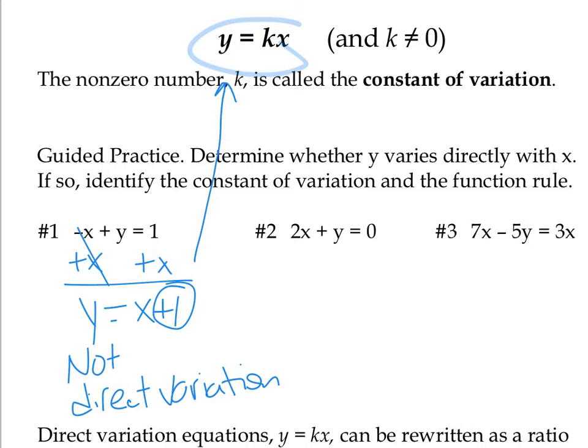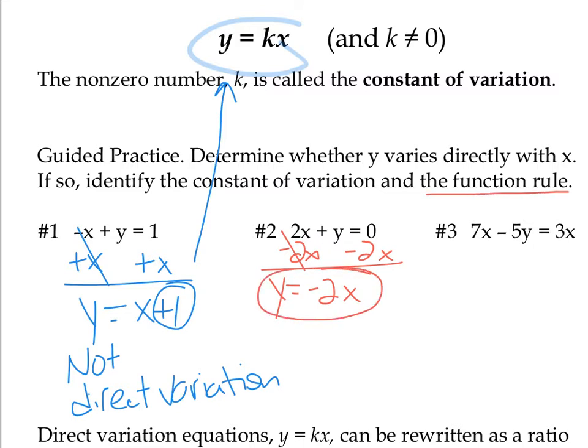In the second example, if we want to solve this for y, we can subtract 2x on both sides, and we get y equals negative 2x. There's our function rule. It's the equation we can give that relates these two variables as a function. We saw functions before. We could write that as f of x equals negative 2x if we wanted to. The variable we use here is y, so the function rule is y equals negative 2x, and the constant of variation is negative 2.